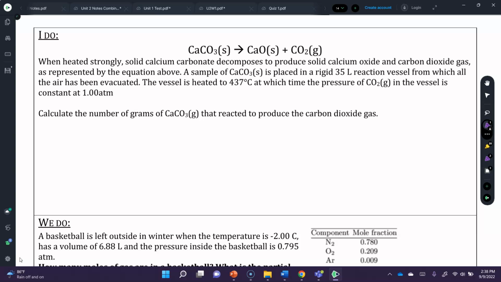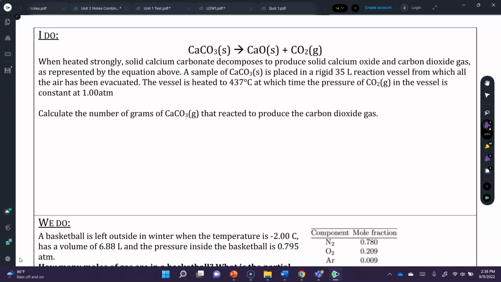So for the I do, when heated strongly, solid calcium carbonate decomposes to produce solid calcium oxide and carbon dioxide gas as represented by the equation above. A sample of calcium carbonate is placed in a rigid 35-liter reaction vessel from which all the air has been evacuated. The vessel is heated to 437 degrees Celsius, at which time the pressure of the carbon dioxide in the vessel is constant at 1 atmosphere. Calculate the number of grams of calcium carbonate that reacted to produce the carbon dioxide gas.